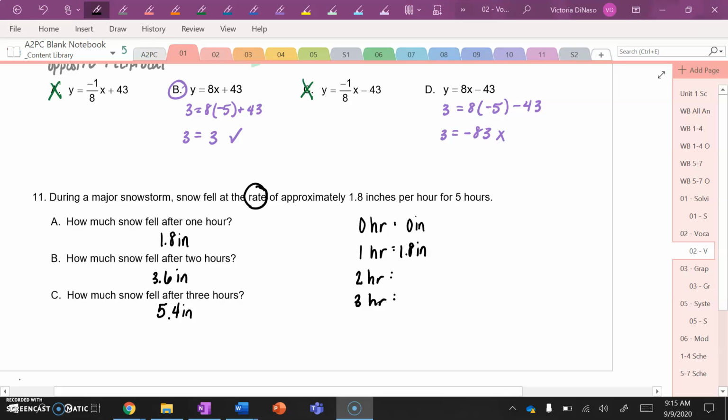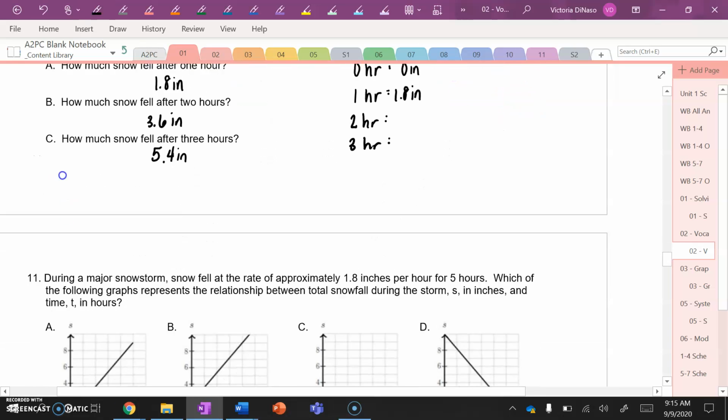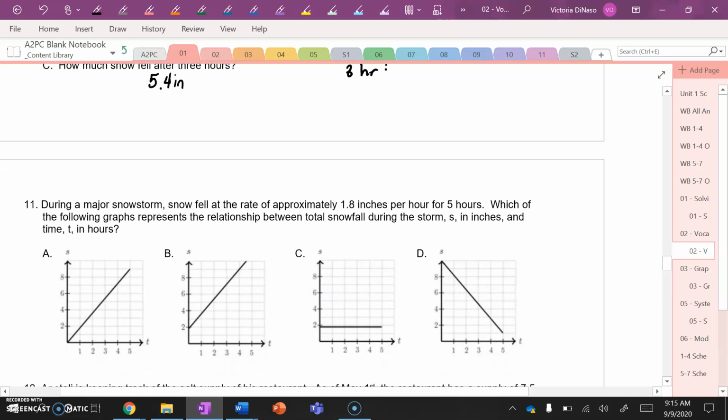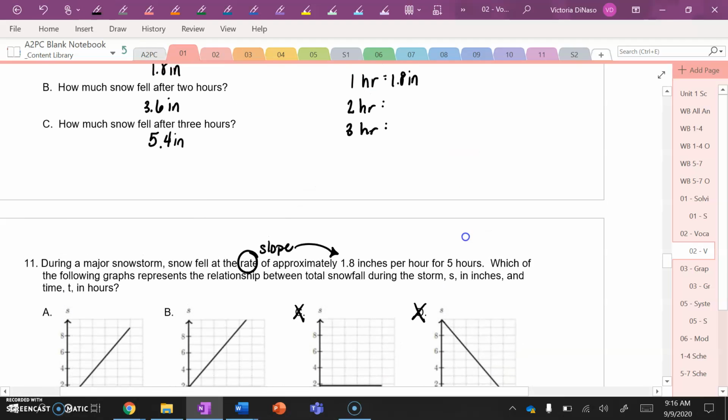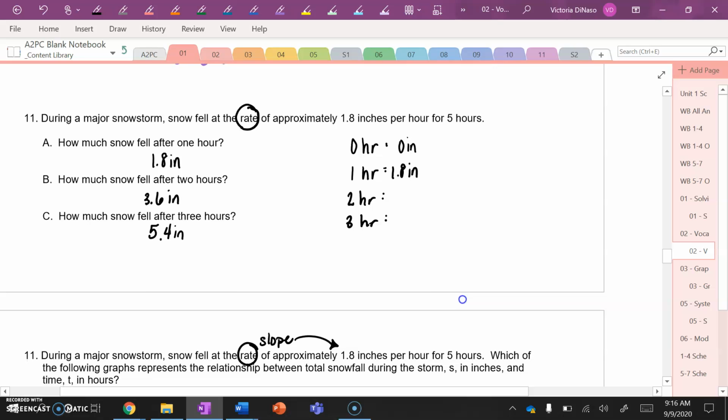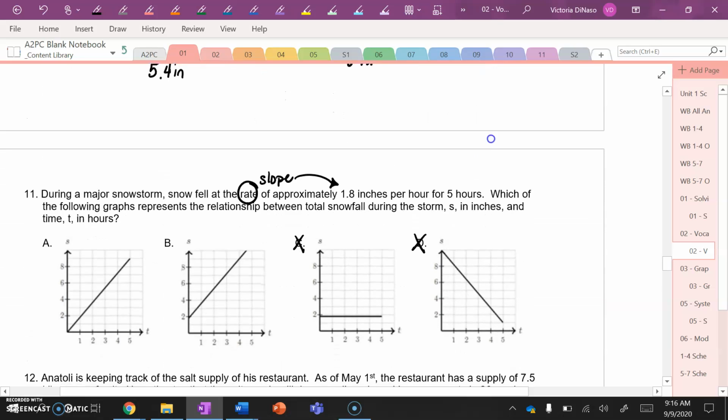I want you to think about what the word rate means in terms of the equation of a line. And as you're thinking about the rate of this particular problem, go ahead and cross off 2 of the answers in number 11. Pause the video and cross them off. You should be crossing off letters C and D. Rate is talking about slope, and if the snow is falling at a rate of 1.8 inches per hour for 5 hours, my slope is going to be increasing. So we're left between A and B. Now, one of the first questions I asked you was how much snow is on the ground at 0 hours? And we said that it's 0 inches.